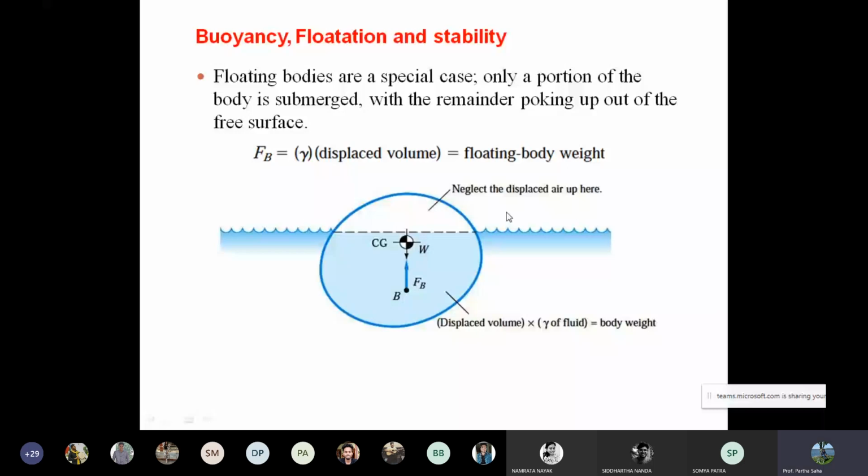Remember, for a floating body, only a portion of the body is submerged, and the remainder of the body remains suspended or even poking out of the free surface. So the white portion is on the surface, floating on top, and this gray or blue area is submerged in water, which displaces the equivalent amount of water.